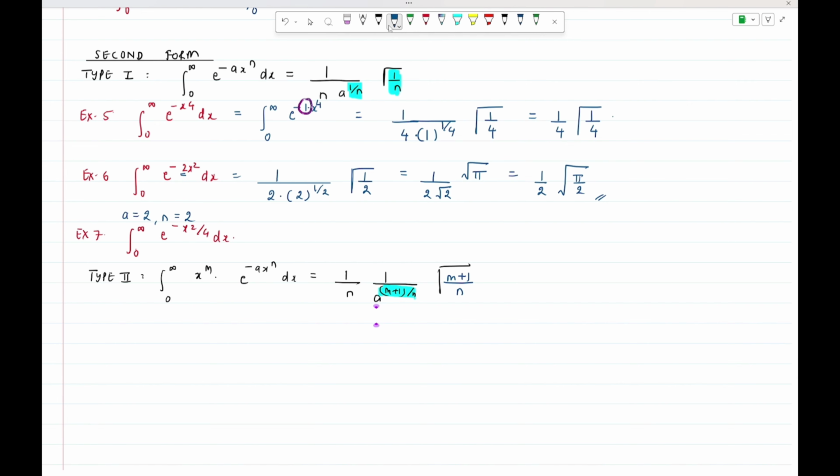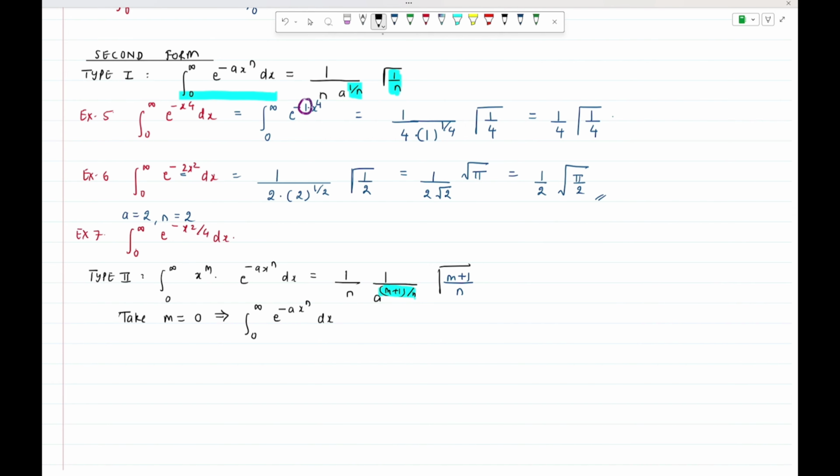Now type 1 is a special case of type 2. So suppose I take m as 0. If you take m as 0, this is going to reduce to integral from 0 to infinity. Now we know that x raised to 0 is going to be 1, so let's not write it. So we get e raised to negative a x raised to n dx. So that's exactly the left hand side of type 1.